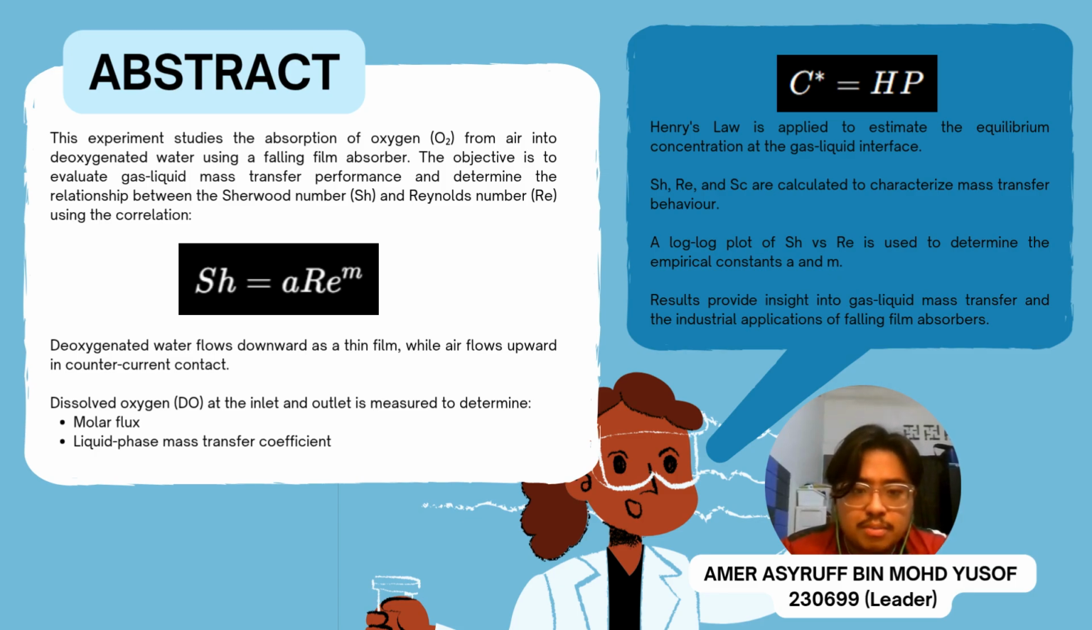Sherwood number, Reynolds number, and Sc are calculated to characterize mass transfer behavior. A log-log plot of Sh versus Re is used to determine the empirical constants a and m. Results provide insight into gas-liquid mass transfer and the industrial applications of falling film absorbers.